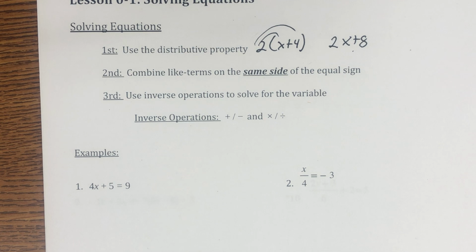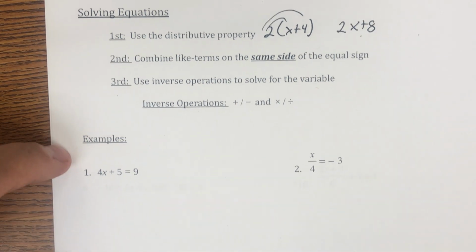Next thing we're going to do is combine like terms that are on the same side. Okay, so if we see like terms on the same side, we will combine them. Keep in mind, like terms, same variables raised to the same powers. And then finally, we'll use inverse operations to isolate the variable. So first example, starting off pretty straightforward.